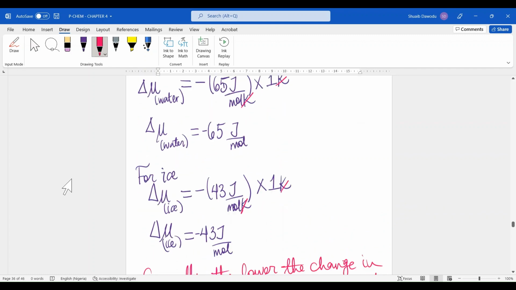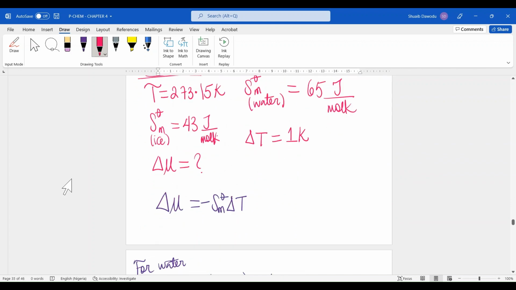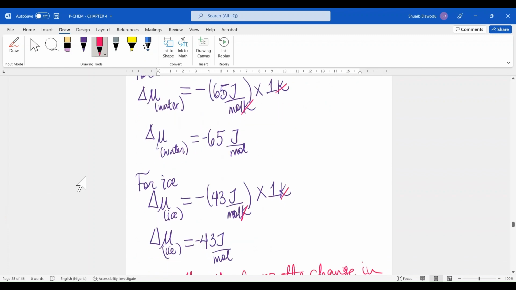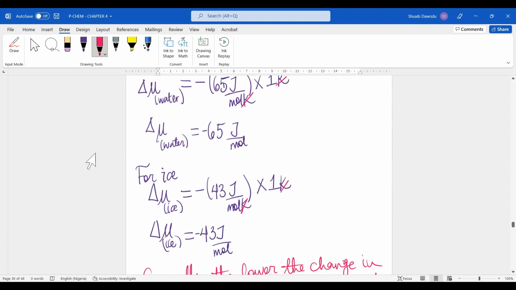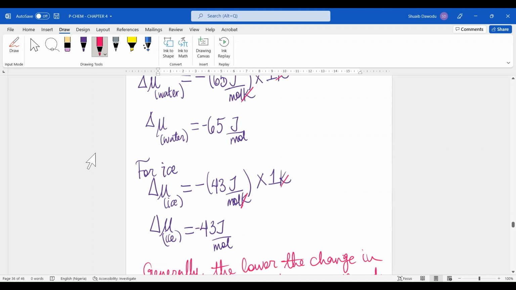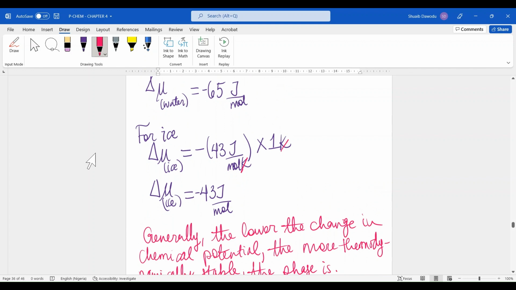Now we're told which one. They said to give a reason and explain which phase is more thermodynamically stable at the new temperature. When the temperature increased by 1 Kelvin, you see that the lower chemical potential is that of water. So you can write that the more thermodynamically stable phase is the water phase, the liquid phase, because it has a lower chemical potential of negative 65 joule per mole than that of ice, which is negative 43 joule per mole.